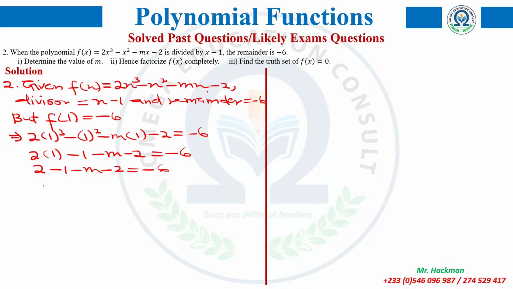So this will give you -1 minus m is equal to -6. Then someone will keep the m here and move this one to the side. However, because my coefficient of m is negative, I always want to avoid dividing by negative if possible. So I will move this one to the side and bring this one here. So I will get -1 plus 6, which will give you 5, and that should be equal to, you move this one here, m. Therefore, m is equal to 5. Is that clear?